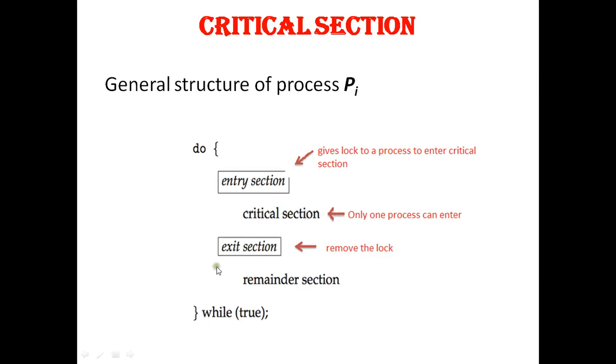After the execution is over, it will exit from that particular section. It will exit from the critical section by telling it to remove the lock. In the exit section, process Pi tells it to remove the lock given to it, and then in the remainder section, whatever is the remaining code of that particular process will be executed, and this will repeat until the condition is true. This is the general structure of process Pi.